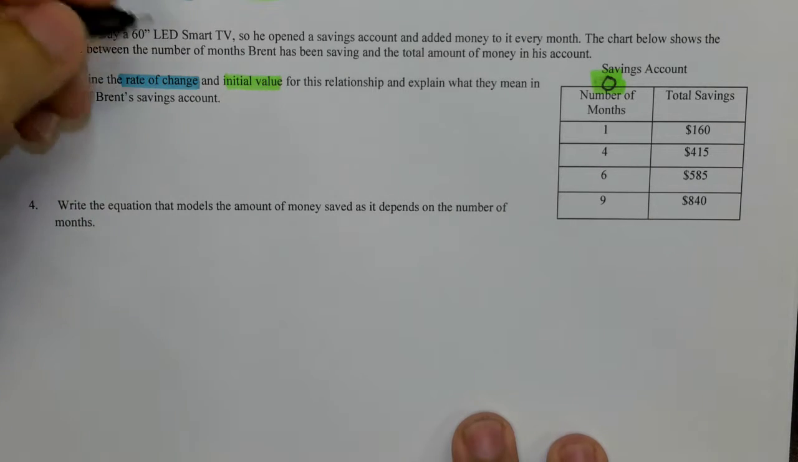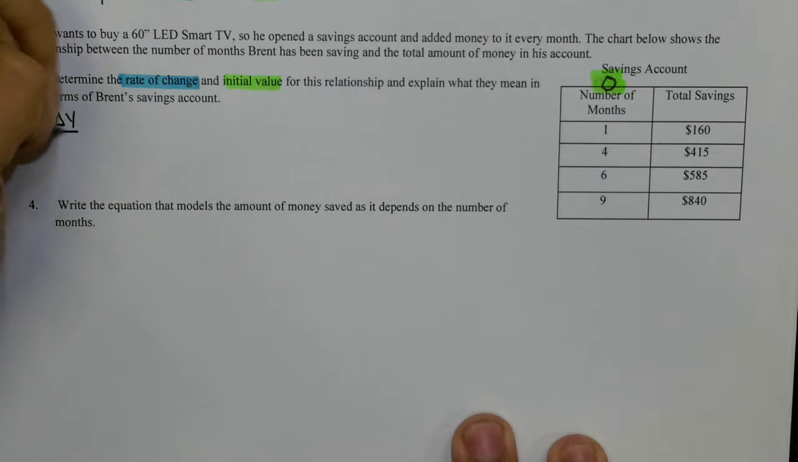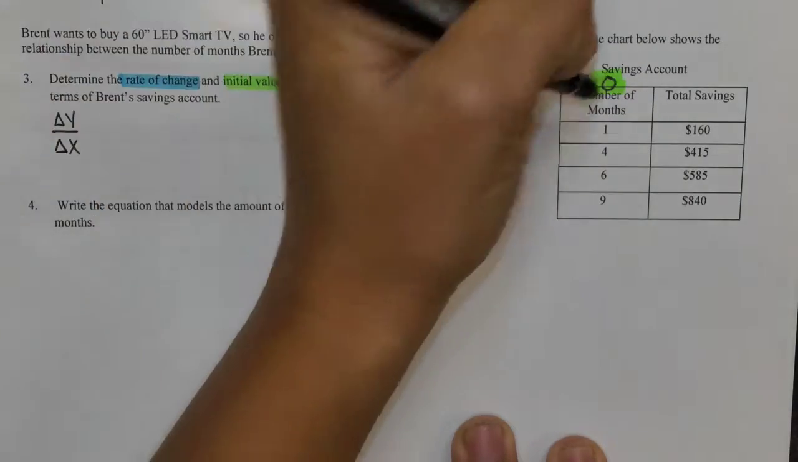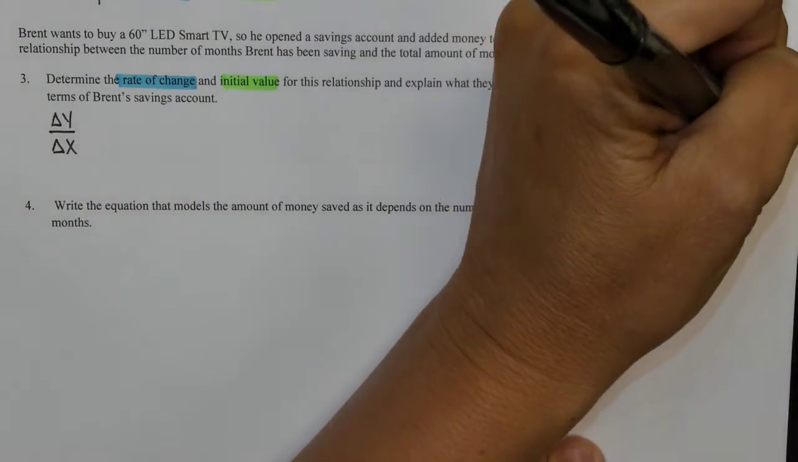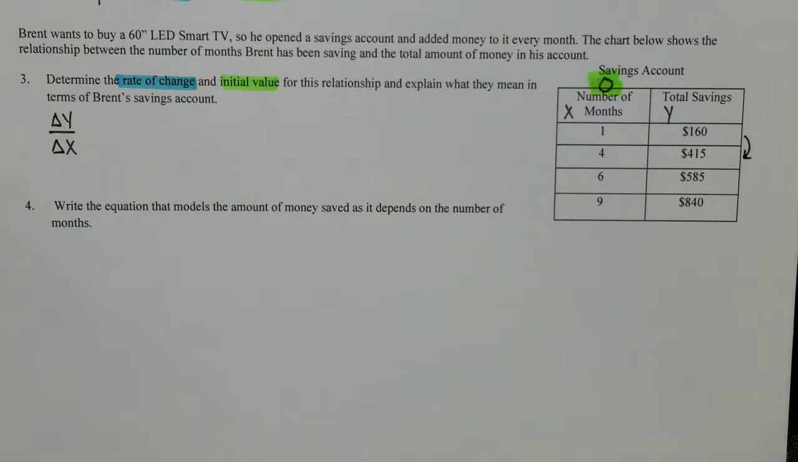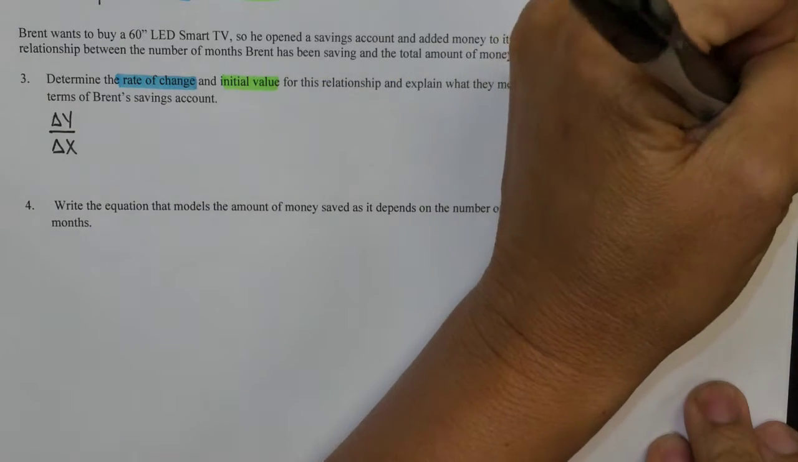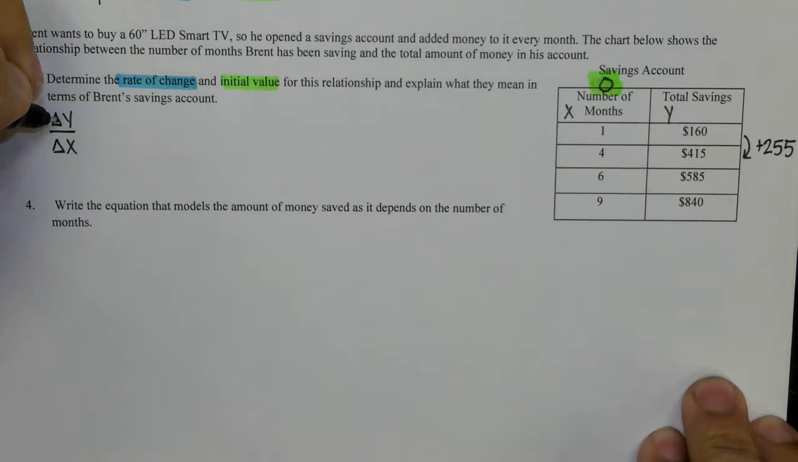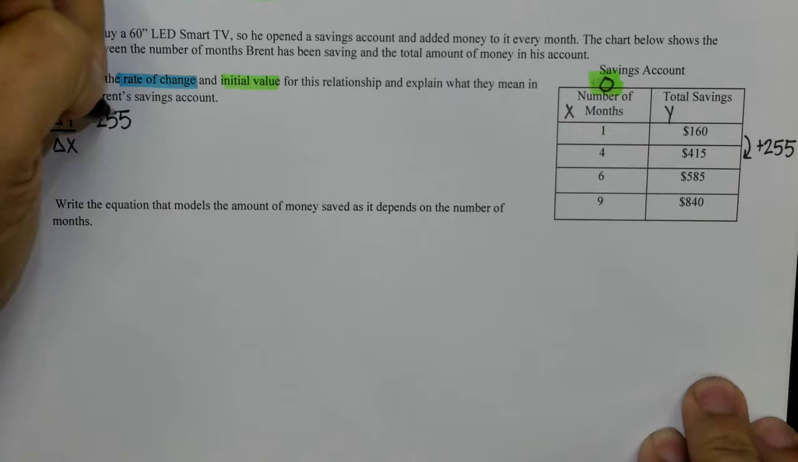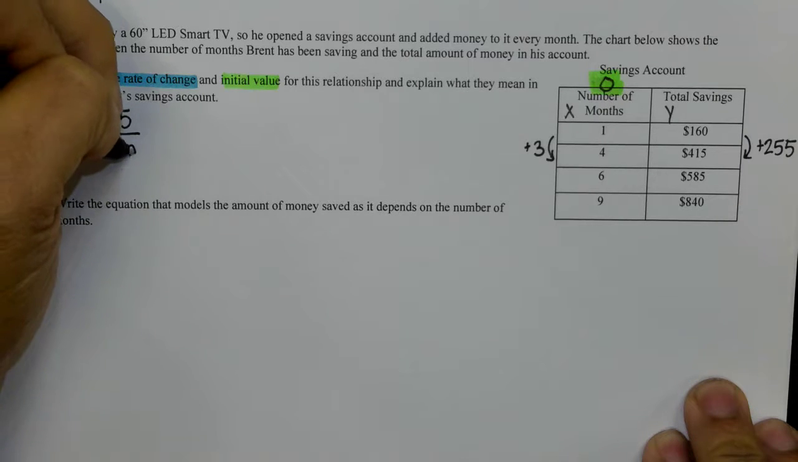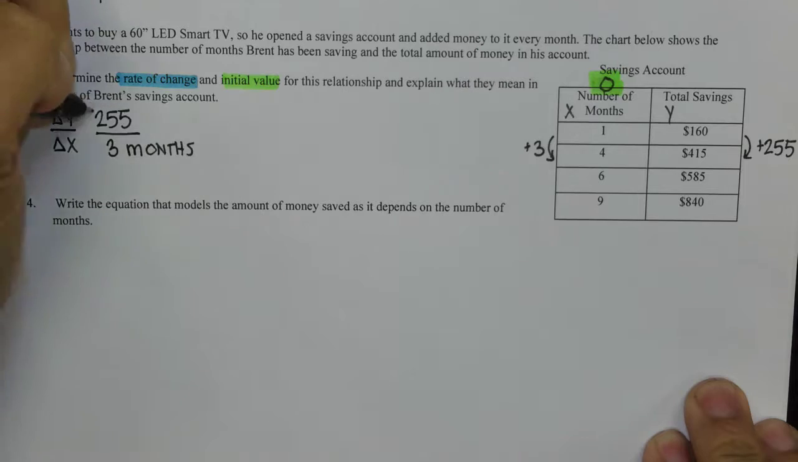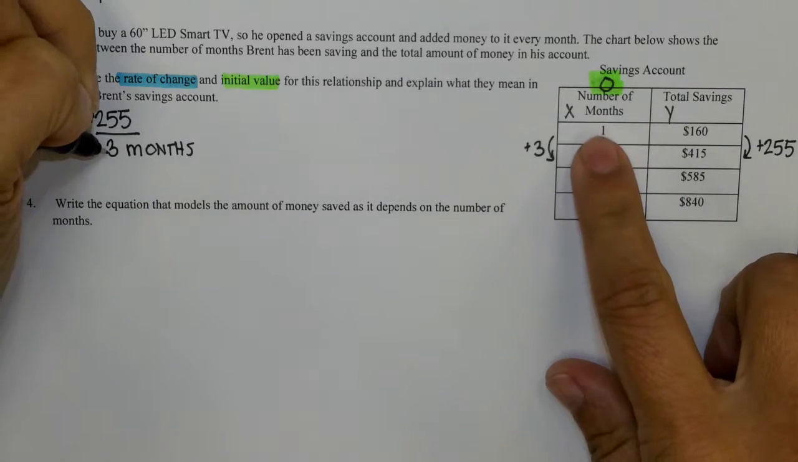All right, so rate of change, we know that when we do rate of change that we do change in y over change in x. And I don't see an x or a y here, so I'm going to put an x and I'm going to put a y for my table. My change in my y, how much is this changing by? And so calculating that, we've got 415, subtracting 160, and we get 255. So this is increasing by 255. Change in my y is 255 for every, to get from 1 to 4, is 3 months, for every 3 months.